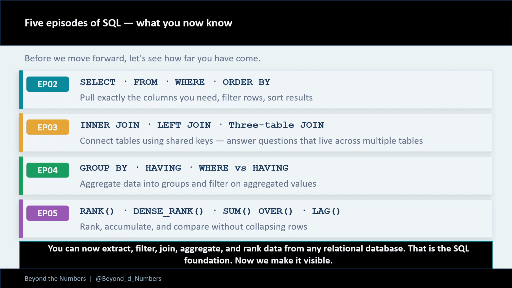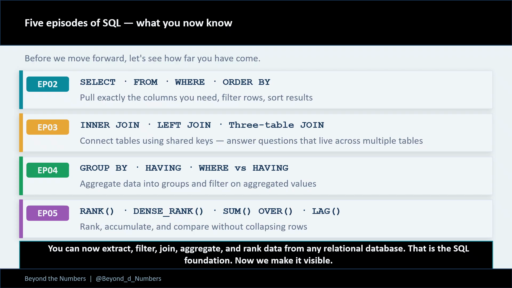Tutorial 2 gave you select, from, where, and order by. You can pull exactly the columns you need, filter to the rows that matter, and sort your results. Tutorial 3 gave you joins. You can connect 2, 3, or more tables using shared key columns. You can answer questions that live across multiple tables, and that is where most real business questions live.